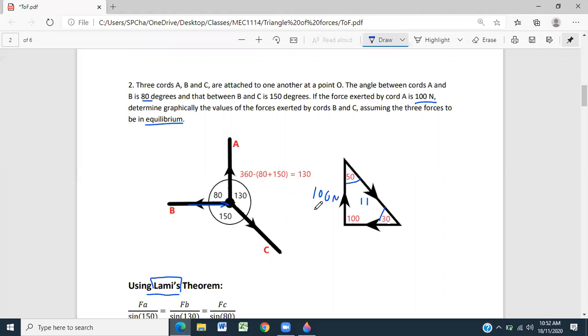No problem. Okay. So we know the angles of this triangle, and we were given the force exerted by cord A, and we have to determine B and C. So essentially what they want is the magnitude of these two lines, right? This one, and this one. And how do we go about finding that? Well, that's just sine rule. So let's talk about the sine rule.